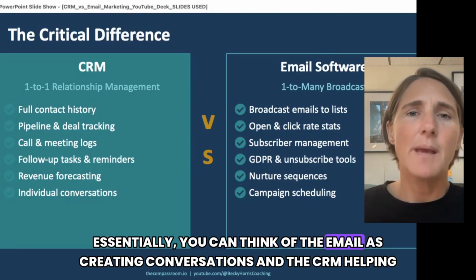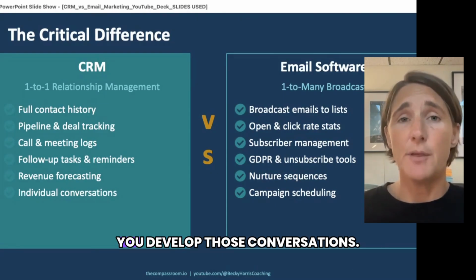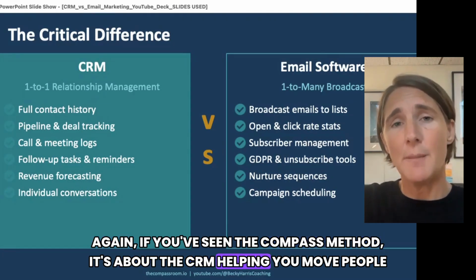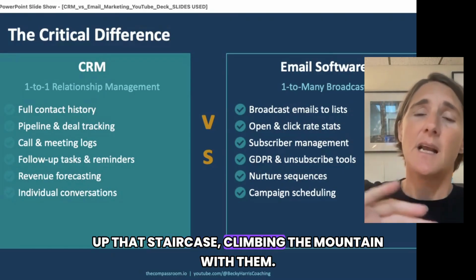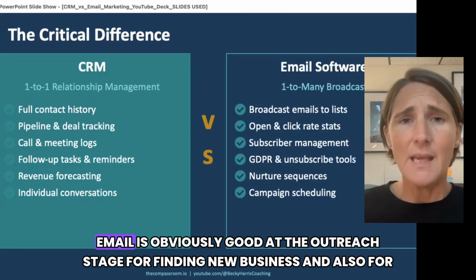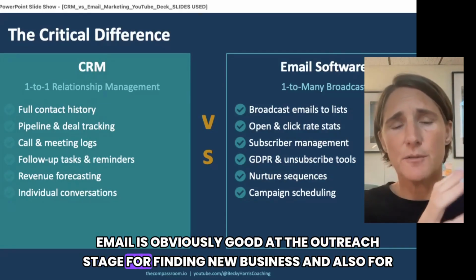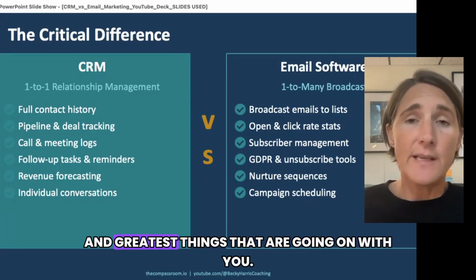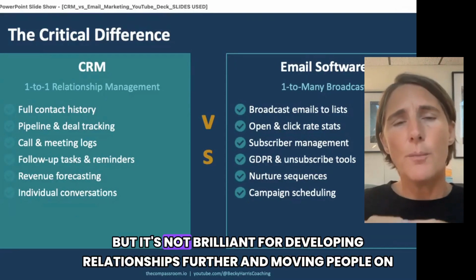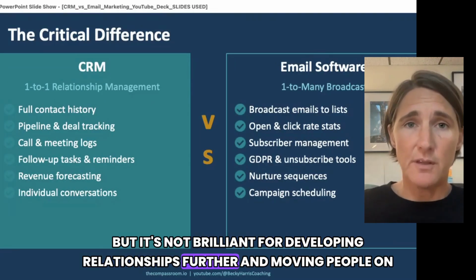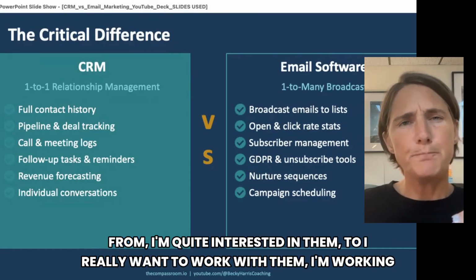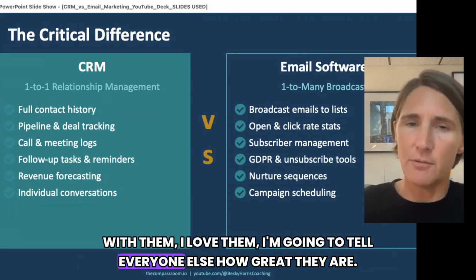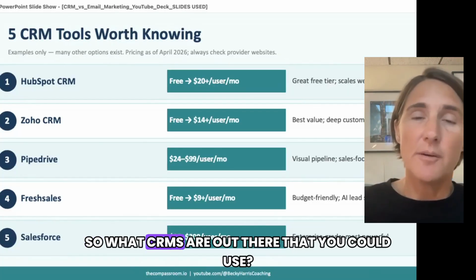Essentially, you can think of the email as creating conversations and the CRM helping you develop those conversations. Again, if you've seen the Compass method, it's about the CRM helping you move people up that staircase, climbing the mountain with them. Email is obviously good at the outreach stage for finding new business and also for keeping existing clients up to date with the latest and greatest things that are going on with you. But it's not brilliant for developing relationships further and moving people on from, I'm quite interested in them, to, I really want to work with them, I'm working with them, I love them, I'm going to tell everyone else how great they are. So what CRMs are out there that you could use?